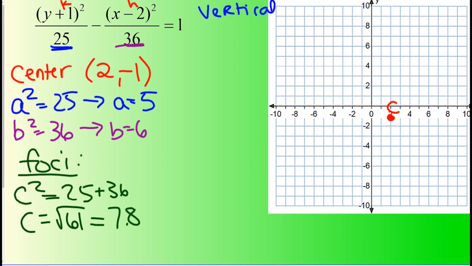So my center is 2, -1. I am graphing a vertical hyperbola. So when I go and graph my vertices, I count out, I'm using the 5 right there. Because it's vertical, I'm going to go up, down. So I go up, down for my vertices. From my center, up 1, 2, 3, 4, 5.